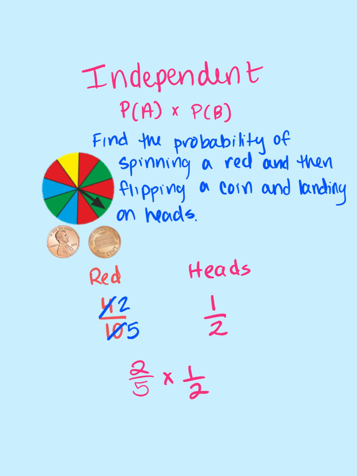Then I'm just going to do top times top, bottom times bottom. However, I can cross cancel and make that a 1 and make that a 1. And then top times top, bottom times bottom, 1/5. So that means if I did this experiment 5 times, I should land on red and get a heads 1 out of 5 times.